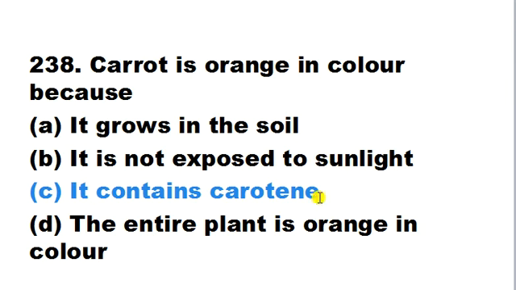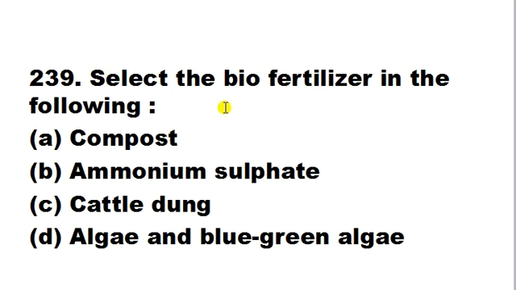Select the biofertilizer in the following: A. compost, B. ammonium sulfate, C. cattle dung, D. algae and blue-green algae. So here the biofertilizer is D. That means algae and blue-green algae are biofertilizers that fix nitrogen for the plant.